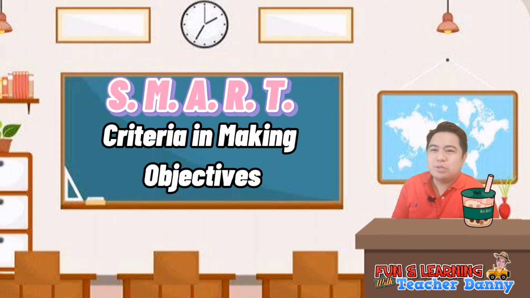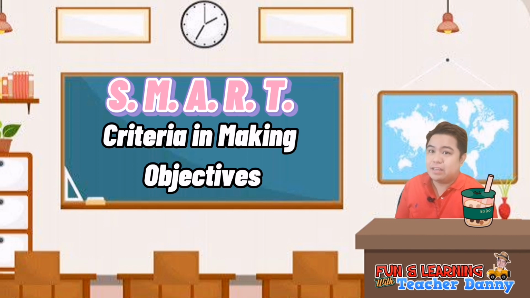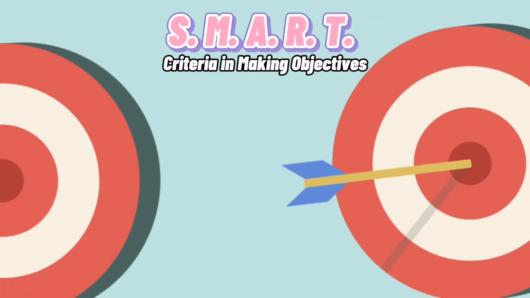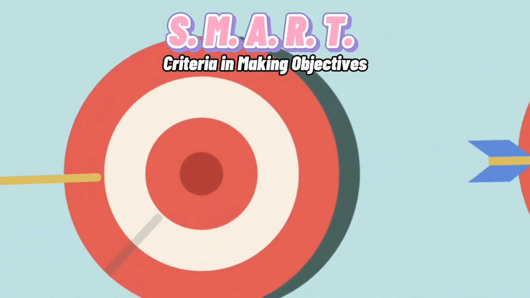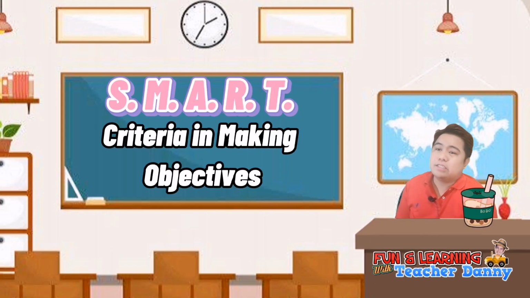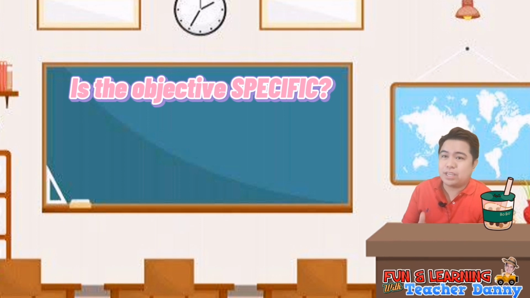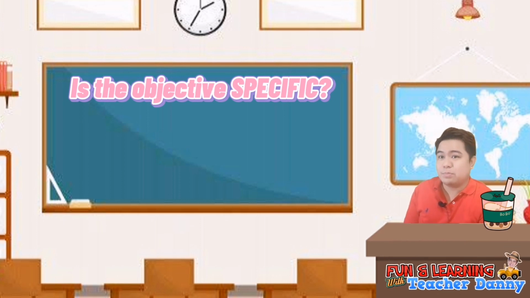One of the most popular goal-setting strategies is the SMART criteria, which ensures that goals are focused. In the context of lesson planning, you can use SMART criteria to determine your lesson objectives. S stands for specific. Is the objective specific?